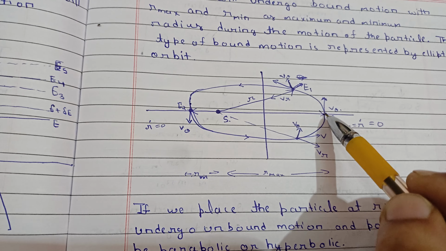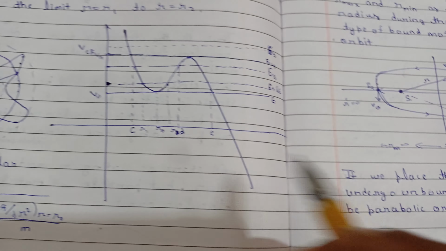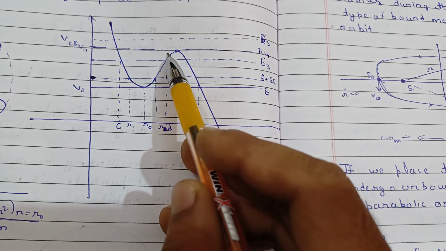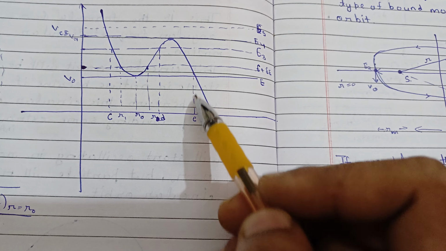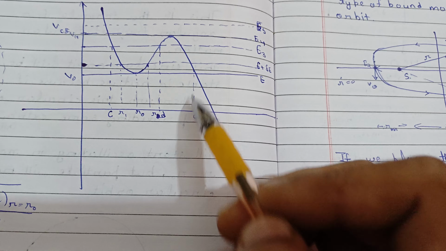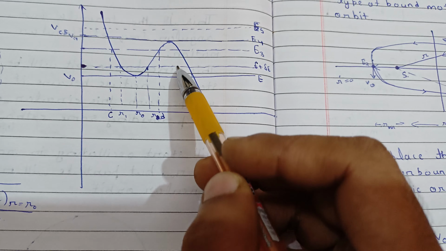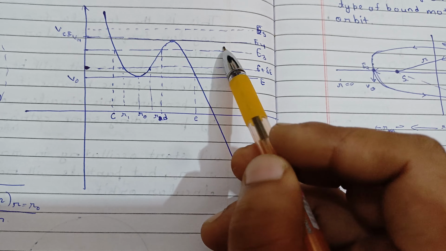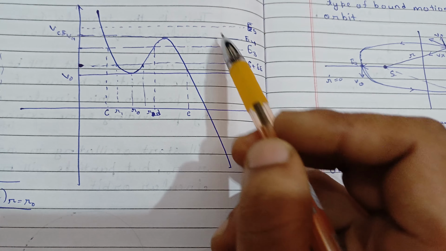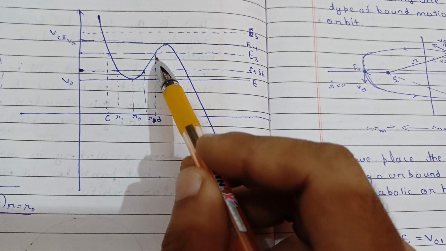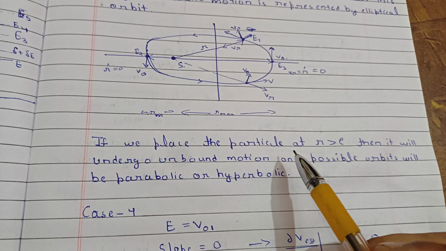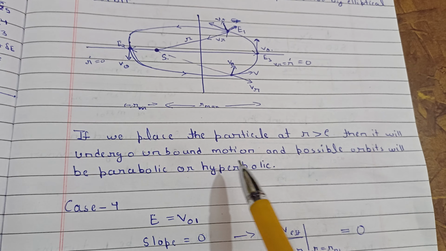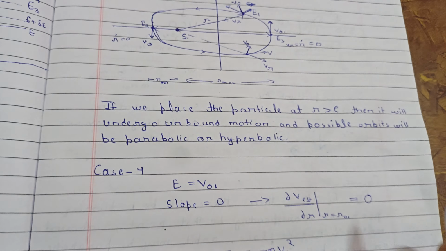Now, if we place the particle at R greater than E, it can be either here or on this side. If you place the particle after this E point, it will be unbound motion, as I already told you, and this middle region will be classically forbidden. So if we place the particle at R greater than E, it will undergo unbound motion and the possible orbits will be parabolic or hyperbolic.